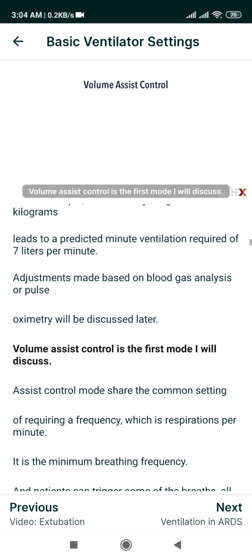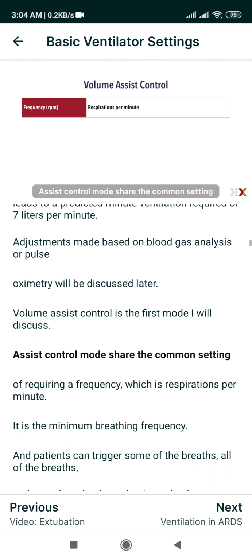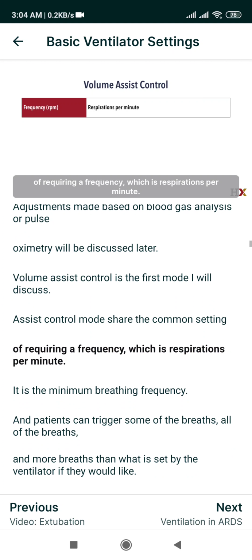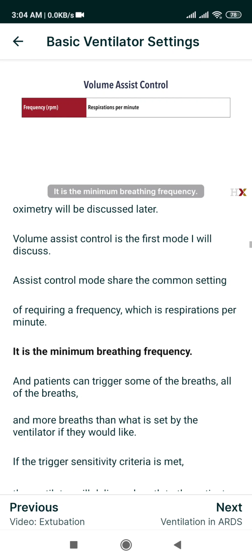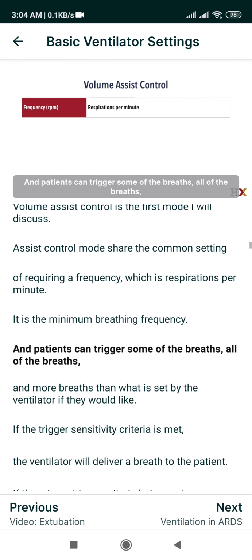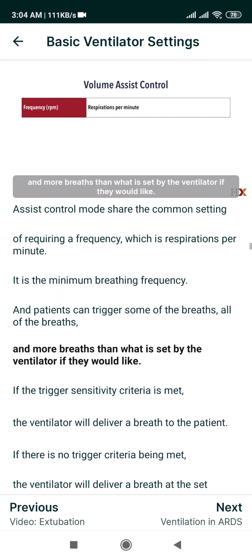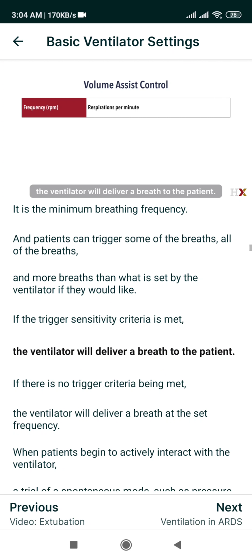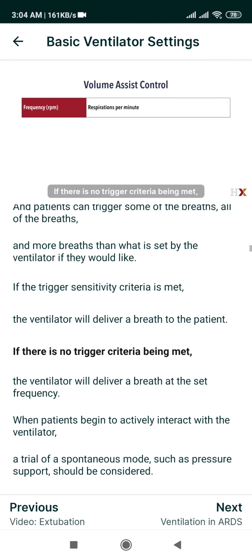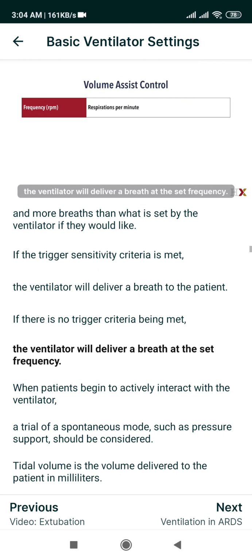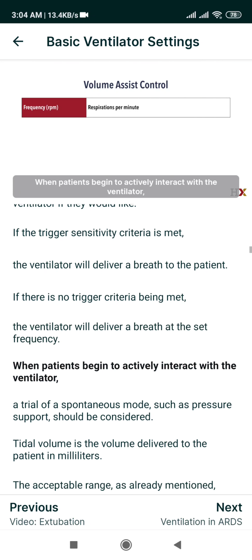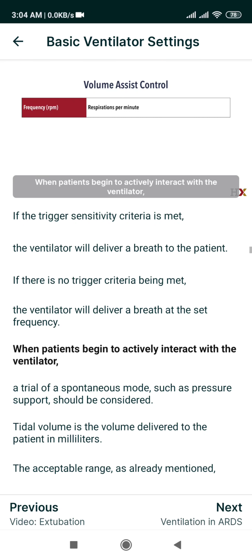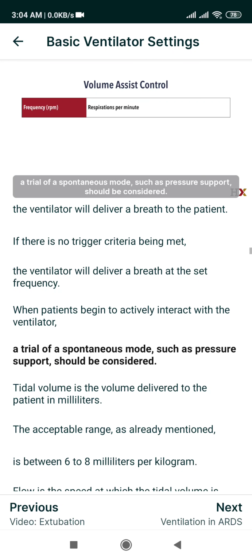Volume assist control is the first mode I will discuss. Assist control modes share the common setting of requiring a frequency, which is respirations per minute. It is the minimum breathing frequency, and patients can trigger some of the breaths, all of the breaths, and more breaths than what is set by the ventilator if they would like. If the trigger sensitivity criteria is met, the ventilator will deliver a breath to the patient. If there is no trigger criteria being met, the ventilator will deliver a breath at the set frequency. When patients begin to actively interact with the ventilator, a trial of a spontaneous mode such as pressure support should be considered.